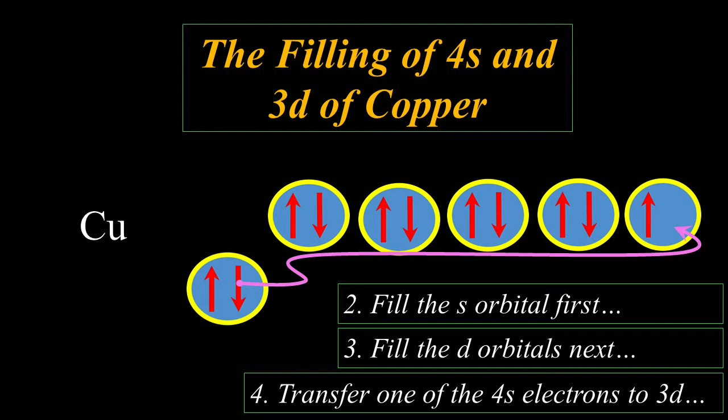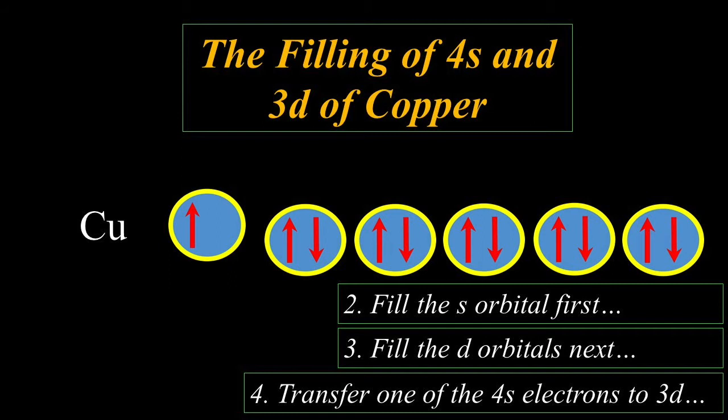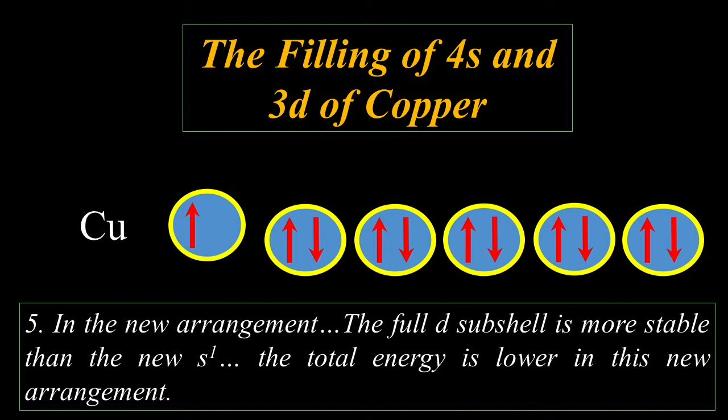So I'm going to transfer one of the 4s electrons to one of the half-filled d orbitals, and I'll end up with a full d and a half-filled s. Well, that full d is more stable. As a matter of fact, the difference in stability is probably greater here than it would be if it was half-filled. And I say here that in this new arrangement, the full d subshell is more stable than the new s1. The total energy is lower in this new arrangement. So again, things are going to seek to be energetically more stable, and this is why.